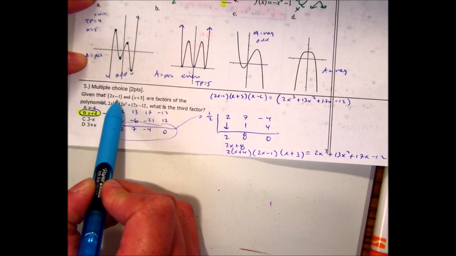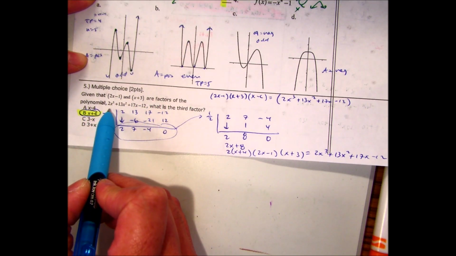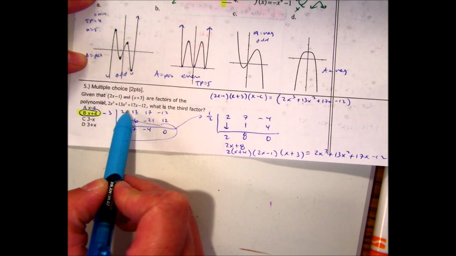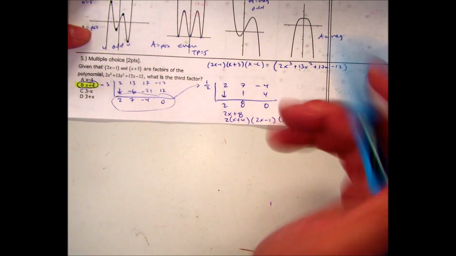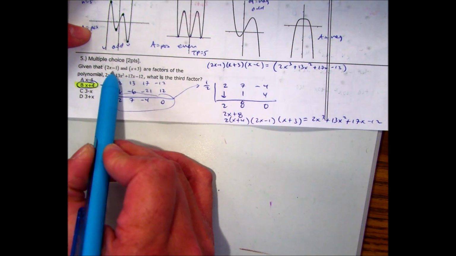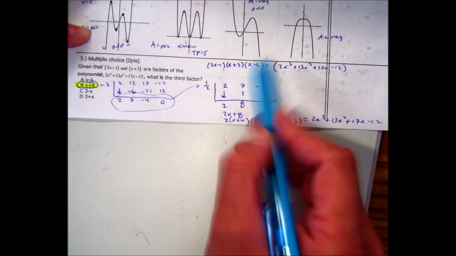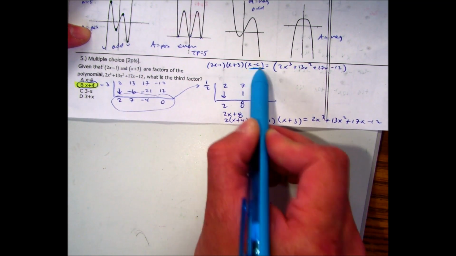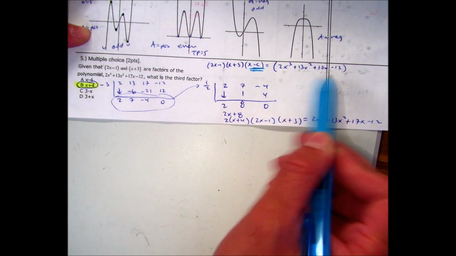Okay, so that x minus 1 and x plus 3 are factors of the polynomial 2x to the third plus 13x squared plus 17x minus 12. What is the third factor? So I wanted to give you a visual or a big picture idea of what's happening. 2x minus 1 is a factor. X plus 3 is a factor. And I need something else. If I multiply these 3, I'm going to get that long polynomial.